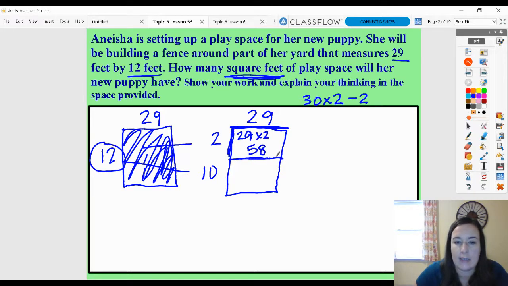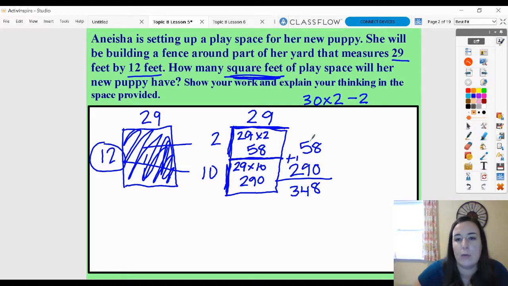Then here I've got to think of the length of this rectangle as 29, and the width of this rectangle is 10. So 29 times 10 is 290. So I have two partial products here. Now I've got to take my partial products, 58 and 290, and my third step is to put them back together. So 8 and 0 make 8, 5 and 9 make 14, and 1 and 2 make 3. So this puppy ends up with 348 square feet of play space.